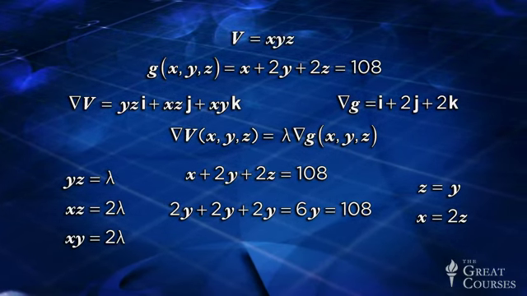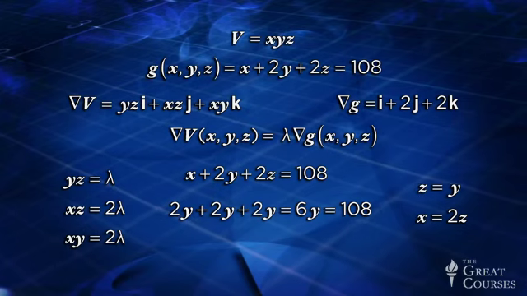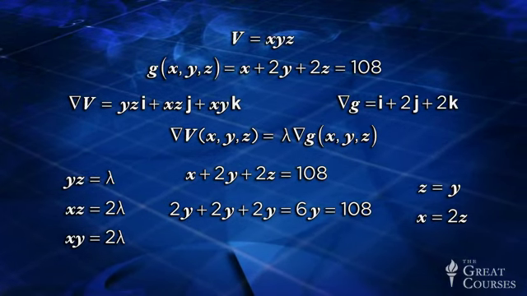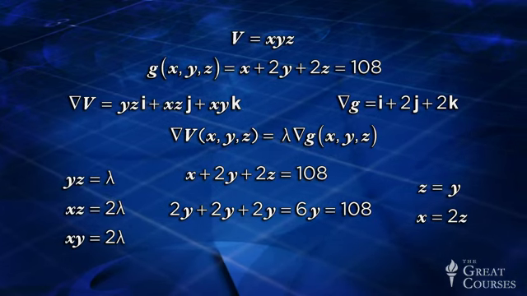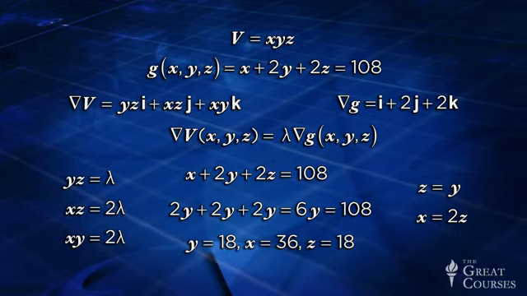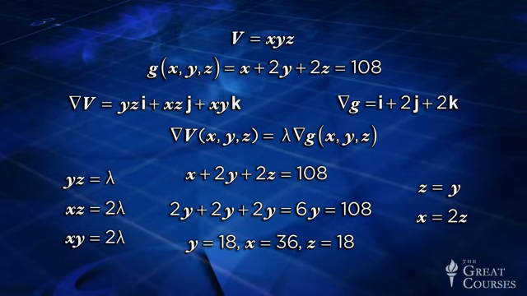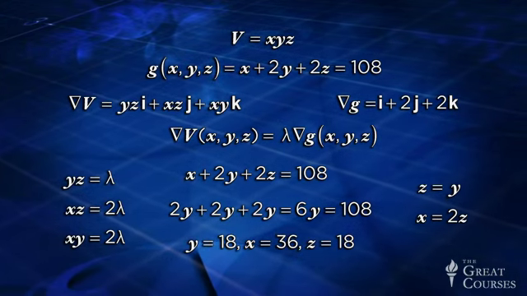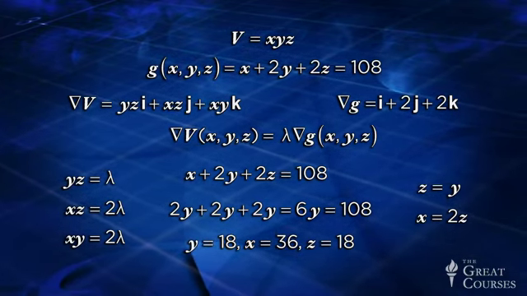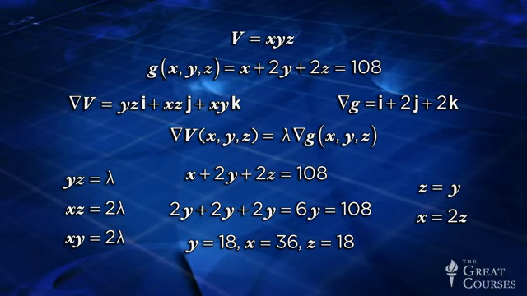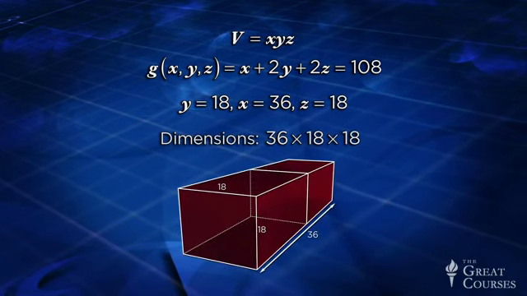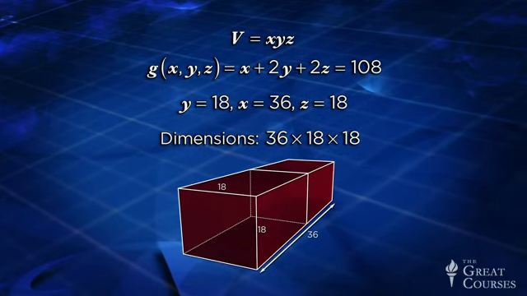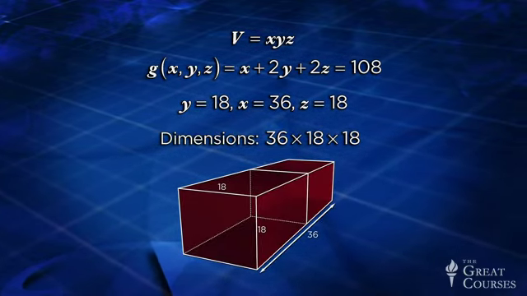2z equals 2y because y equals z. That adds up to 6y, and the constraint was equals 108. Divide by 6, y is equal to 18. Wow, we got the answer for y. X is equal to 2y, so it's 36, and z is 18. So we have the answer by Lagrange multipliers. The dimensions are 36 by 18 by 18.